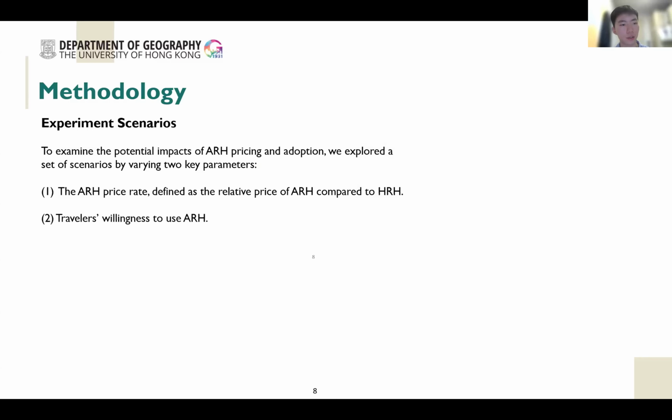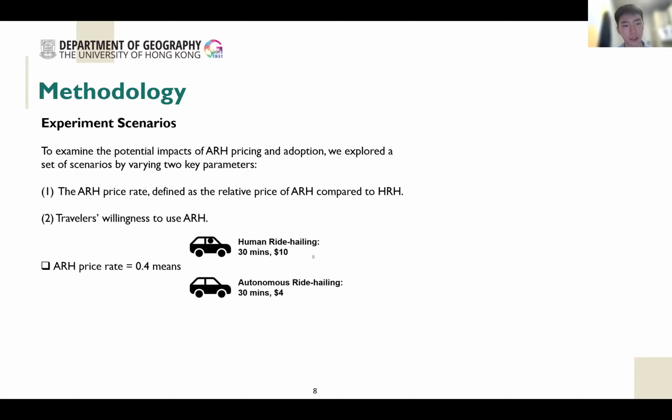And next, I introduce the experimental scenarios of this study to examine the potential impacts of the ARH pricing and their adoption. We explored a set of scenarios by varying two key factors. The first is the price rate. It's defined as the relative price of the autonomous ride-hailing compared to the human ride-hailing. You can understand it as a discount offered by the autonomous vehicles. And the second is the traveler's willingness to use ARH.